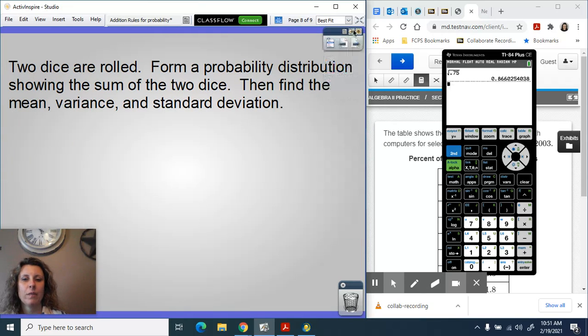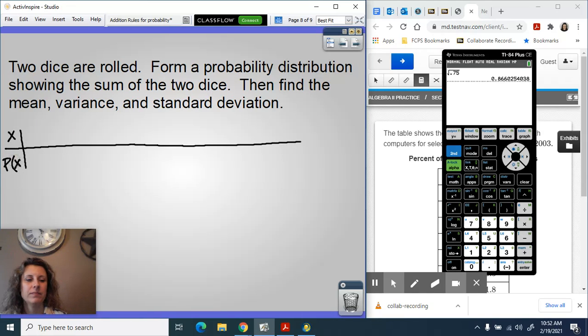Okay, we are going to form another probability distribution for the sum of 2 dice and then calculate the mean, variance, and standard deviation of that probability distribution. So if we think about tossing or rolling 2 dice, and the sums that we could possibly get, the smallest sum would be rolling 2 ones, so that'd be a sum of 2.